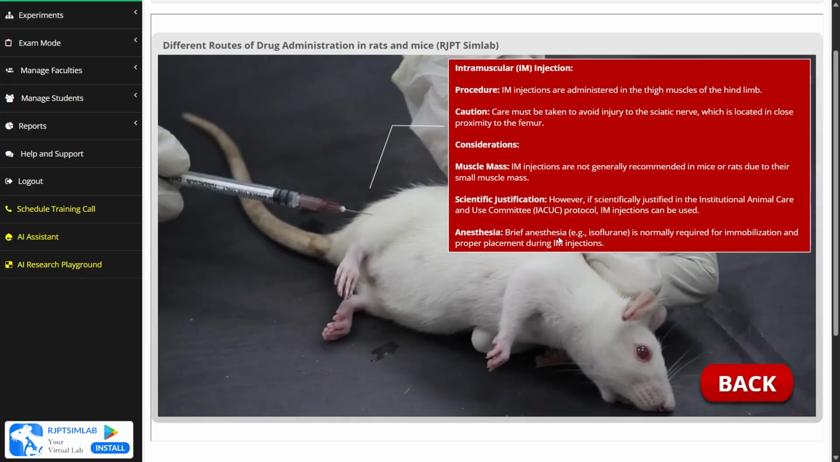Then anesthesia. Brief anesthesia, for example isoflurane, is normally required for immobilization and proper placement during IM injections. We have to keep the rat under brief anesthesia so that it does not move and disrupt the procedure.